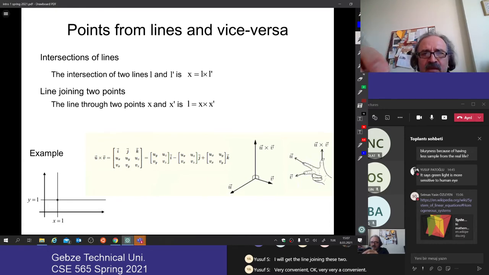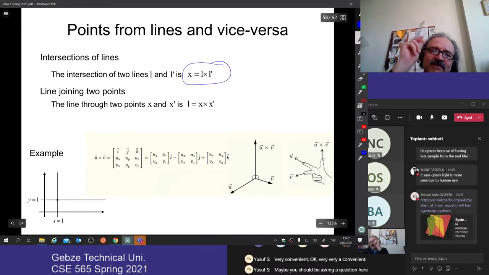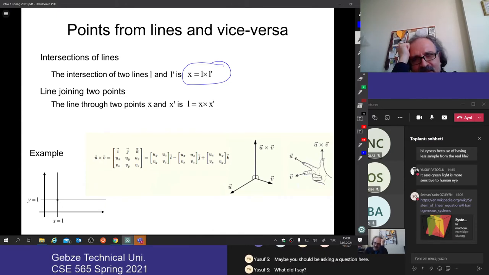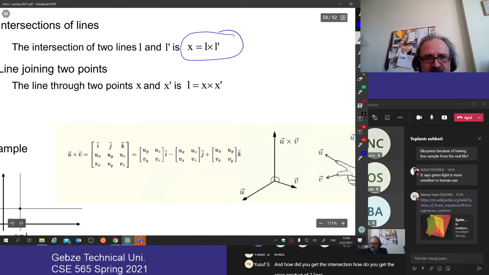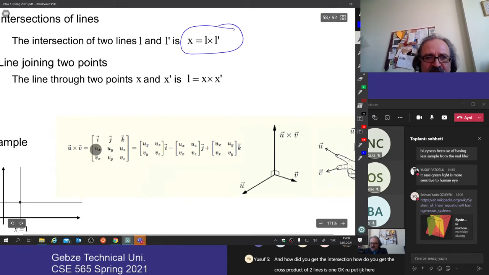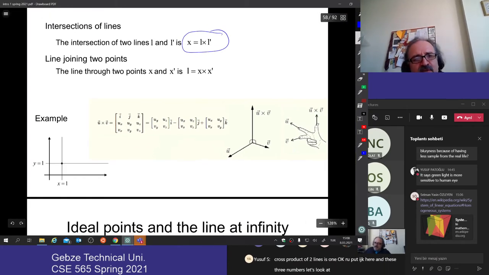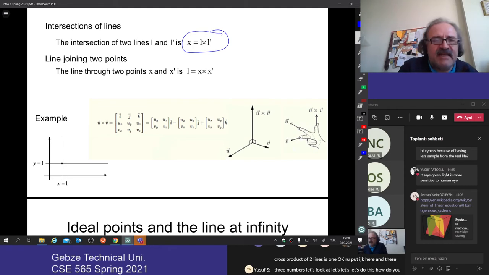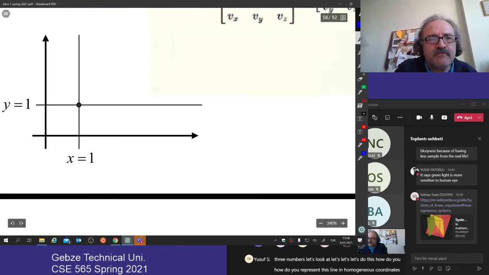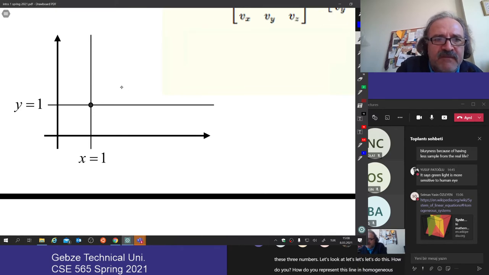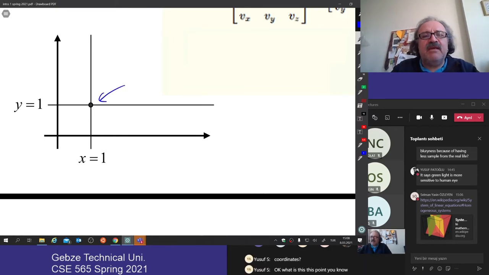Maybe you should be asking a question here. What did I say? I said that if I have two lines and I take a cross product of them, I will get the intersection point of these two lines, right? And how do you get the cross product of two lines? Here's one. You put i, j, k here and these three numbers. Let's do this. How do you represent this line in homogeneous coordinates? What is this point in homogeneous coordinates? Tell me that point in homogeneous coordinates.